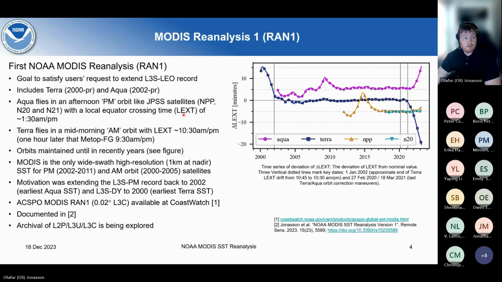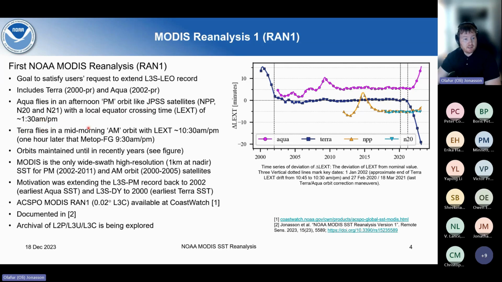Now the topic of this talk is the first NOAA MODIS reanalysis, and the goal was to satisfy user requests to extend the L3S LEO records. This includes Terra, which has SST available from 2000 to present, and Aqua, which extends back to 2002. Aqua flies in an afternoon PM orbit, just like the JPSS satellites SNPP, NOAA 20, and NOAA 21, with a local equator crossing time of approximately 1:30 AM and PM.